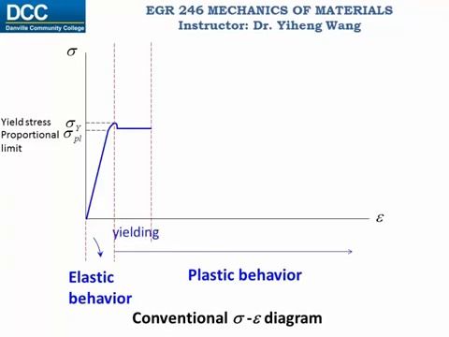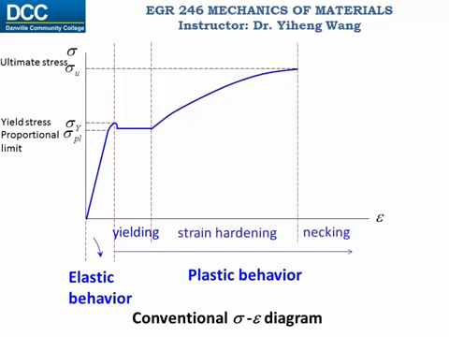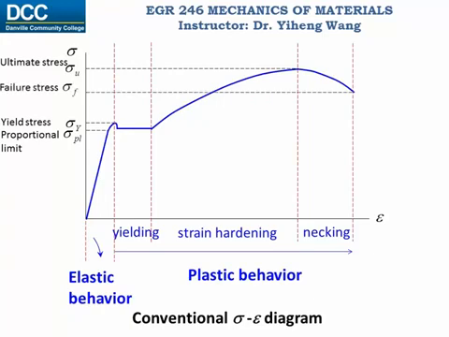After yielding ends, we can add more loading to the specimen and it will continue to deform up to a point of an ultimate stress, sigma U. This period is called strain hardening. After this is when necking starts to occur, and the material will fail eventually at the failure stress. And that completes the stress-strain diagram.